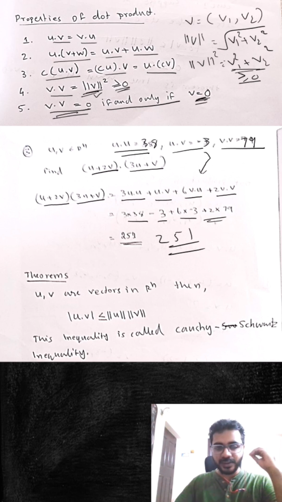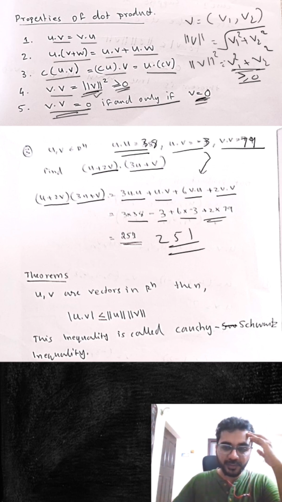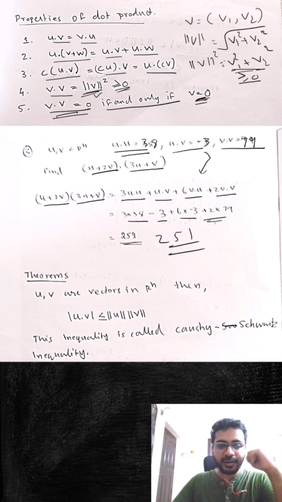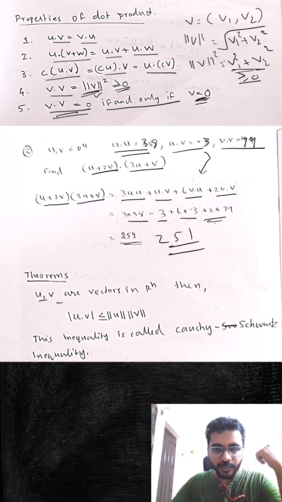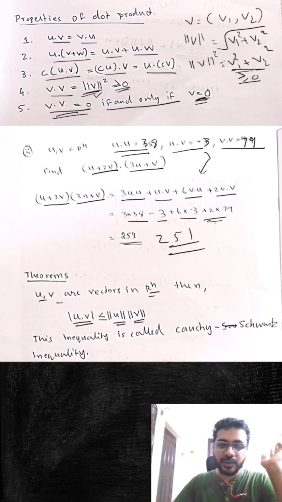Now another important theorem is the Cauchy-Schwarz inequality. This is also derived from the dot product. Consider u and v, two vectors in n dimensions. Then the absolute value of the dot product of u and v will always be less than or equal to the length of u into the length of v. This inequality is called the Cauchy-Schwarz inequality.